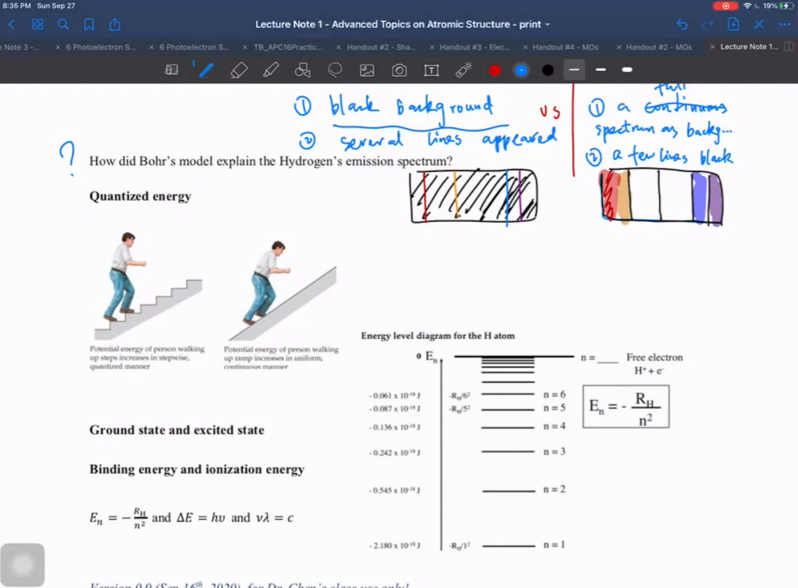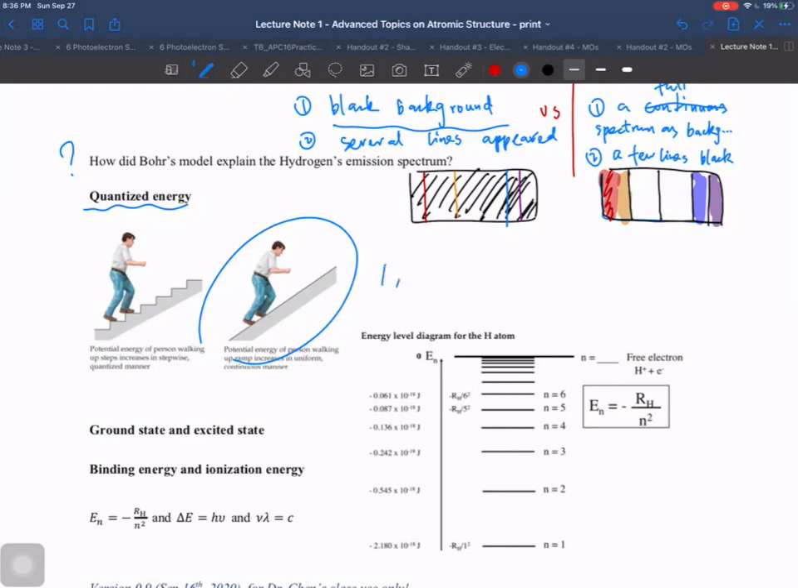The first concept is called quantized energy. There's a picture to demonstrate the idea. On the right, the energy can be any value. The man can stop at any place and provide a specific potential energy, but it's continuous, right? You can stop at any place. So basically, like a number.